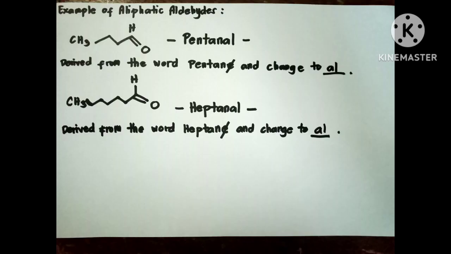Example of aliphatic aldehydes. First is the pentanal. The main chain is the pentane. Drop the letter E and change to Al. Next is the heptanal. The main chain is derived from the word heptane. Drop the letter E and change to Al.